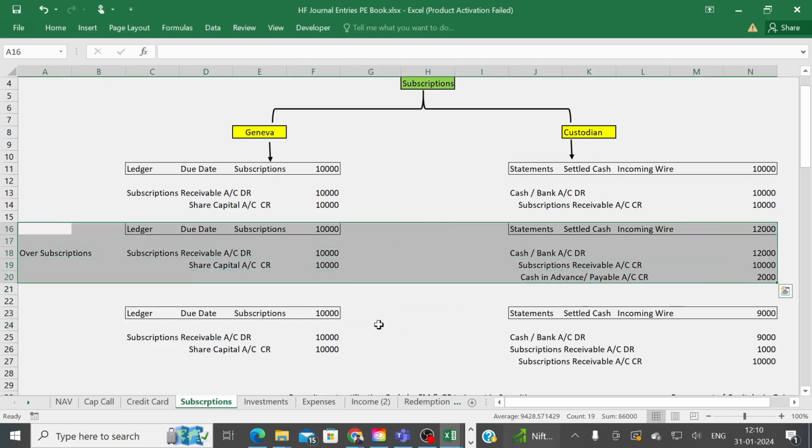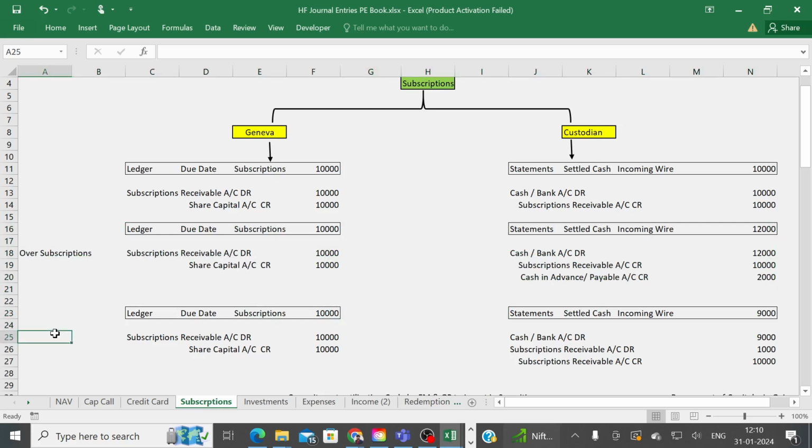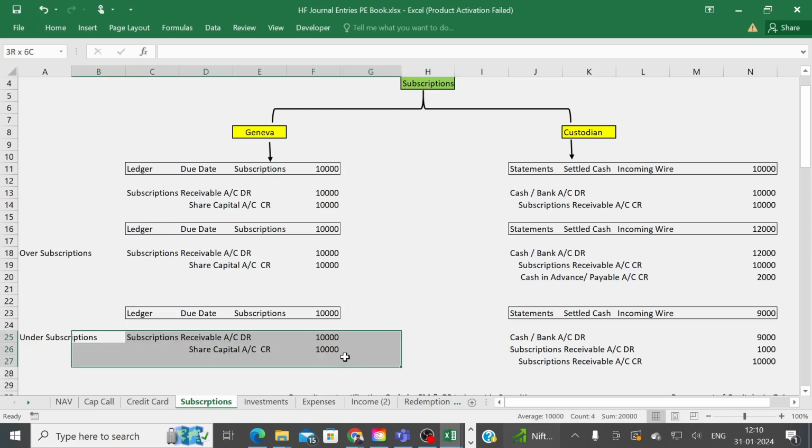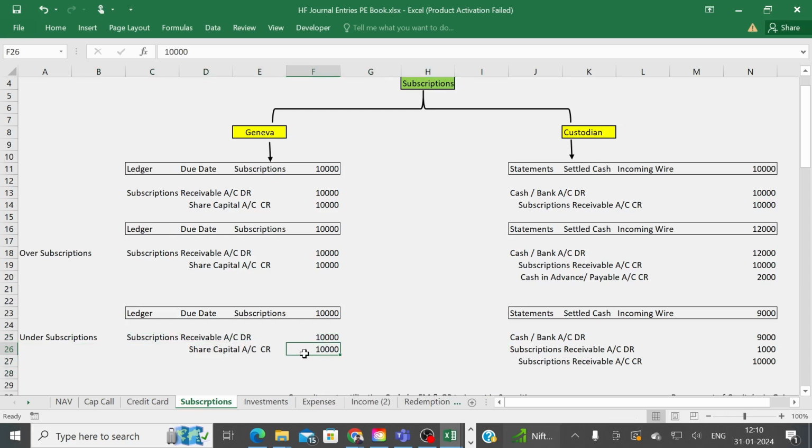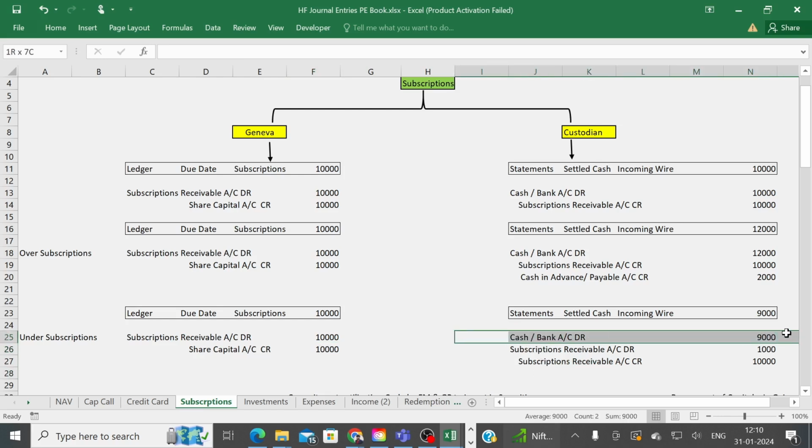What about next? Next is under subscription. Let's see how we can record it. In case of under subscription, the first entry remains the same. On the due date, your accounting entry would be subscription receivable account debit to share capital account credit, the same amount, 10,000. But when you actually receive payment in the bank account, let's say you have received a lesser amount, which is 9,000. So 1,000 is the amount you have received less.